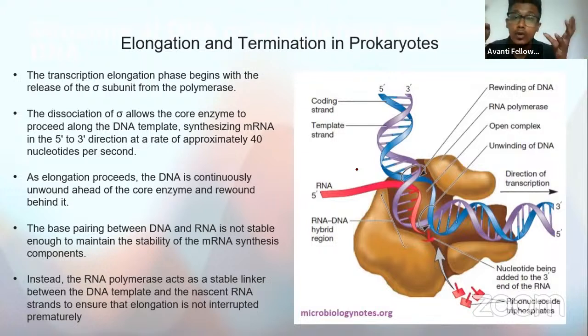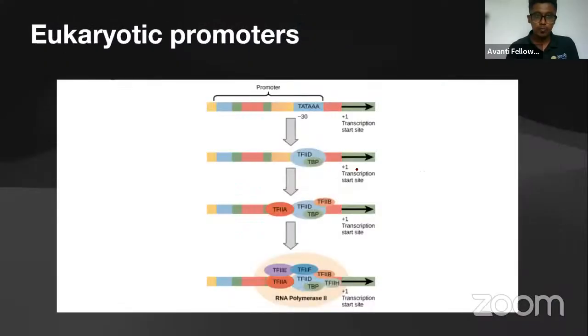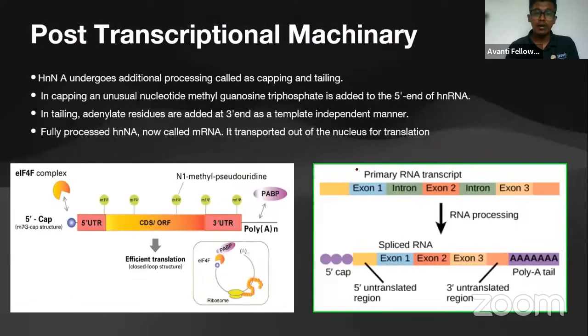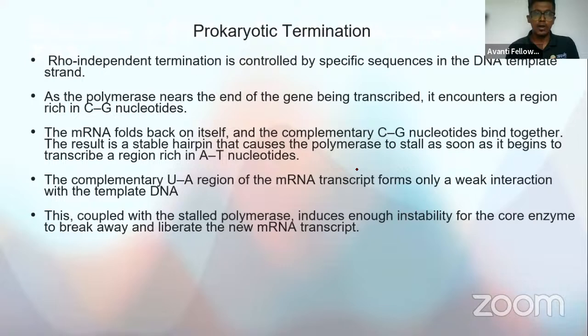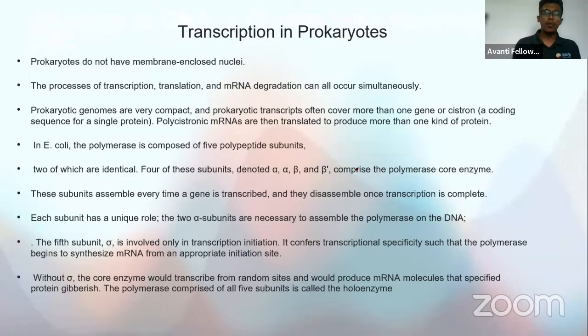They become the recruiting point for your transcriptional machinery. Now, what does our transcriptional machinery include? Give me a second, guys. Our transcriptional machinery includes what? Our RNA polymerase. So what is RNA polymerase? RNA polymerase is nothing but an enzyme. Now this RNA polymerase is a holoenzyme.